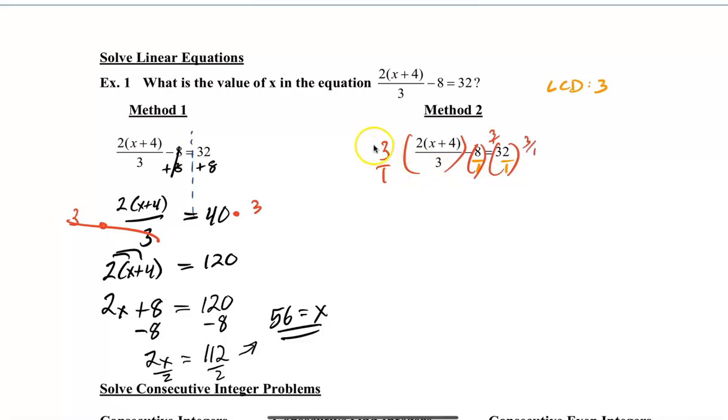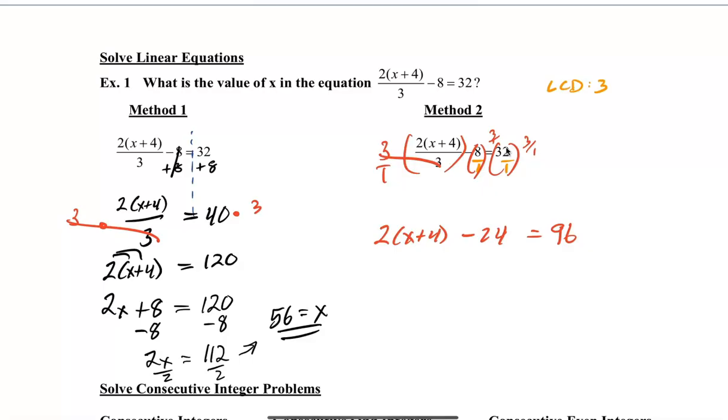Then what happens is right here, these cancel out, and you're left with 2 times x plus 4. The middle here we have negative 8. It's kind of hard because I covered it, but negative 8 times 3 is 24, so minus 24. And then over here we have 32 times 3. So that's going to be 96.